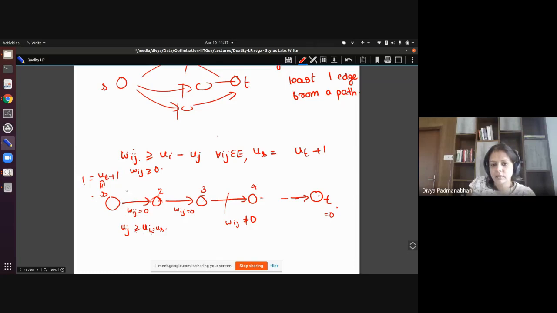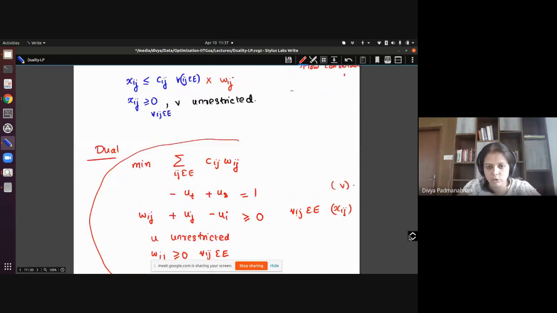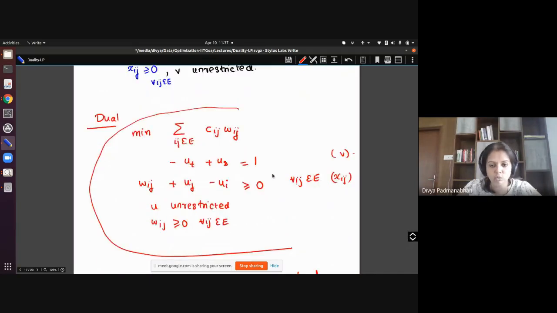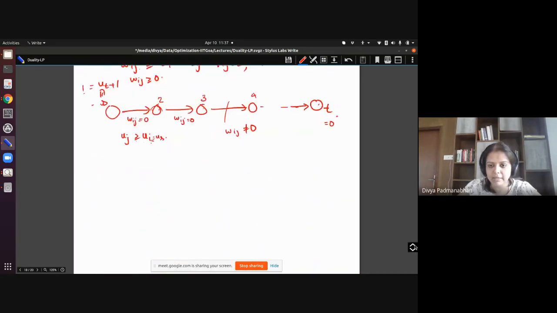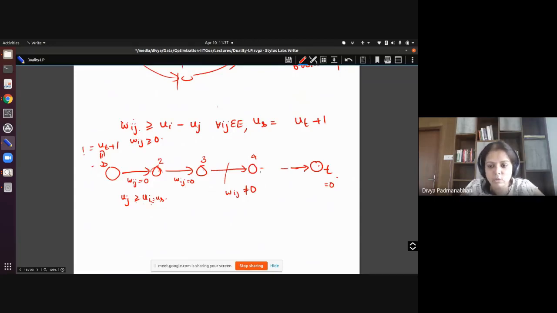And again Us is Ut plus 1 from the constraints of the dual. So let's take an example, like Ut is 0 and Us is 1, just for simplicity. Then in this case, the value Uj has to be greater than or equal to Us. So one possible value is setting it to 2. It could even be 1, that's also fine, but anything greater than or equal to Us is what this will take.